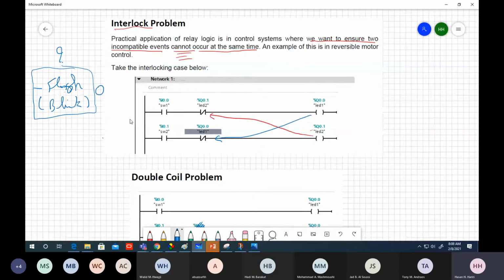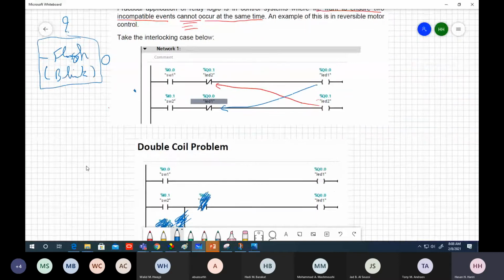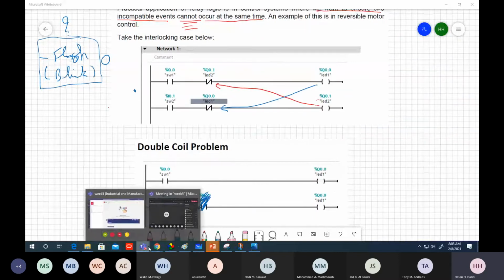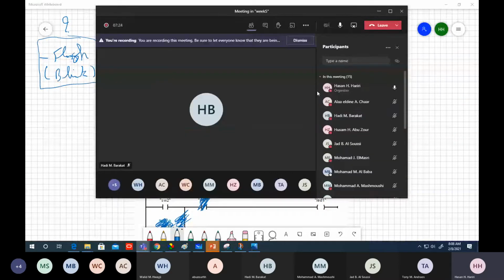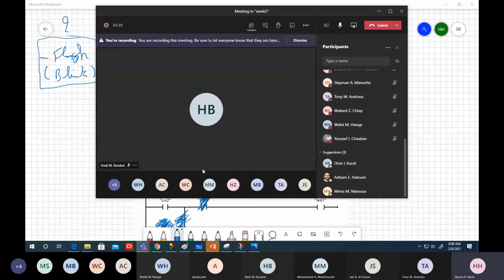And now we learned this one. We call it interlock. Any question regarding the interlock before switching to the double coil problem? Do you have any question? Yes, no?